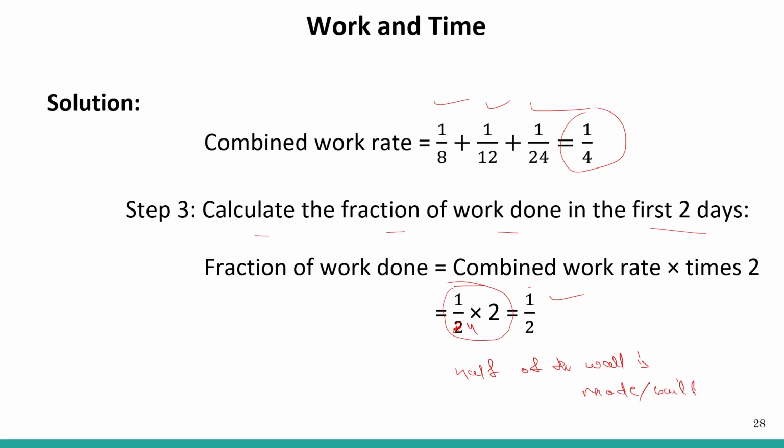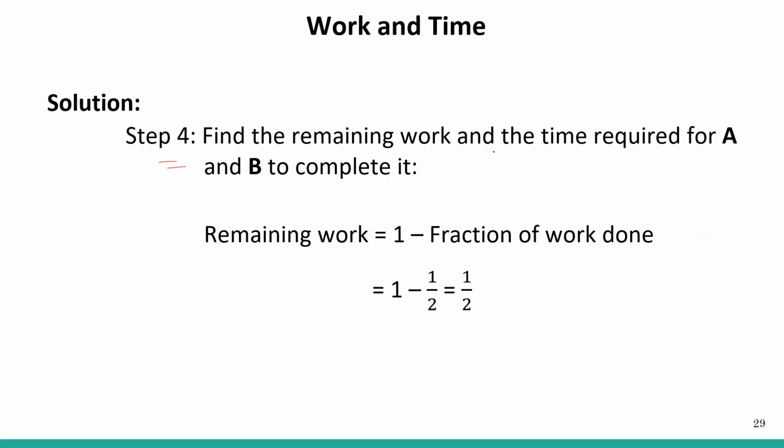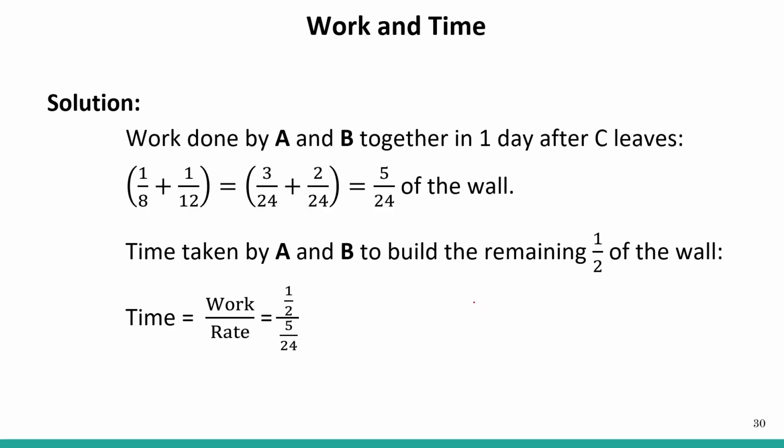is made or built. So step 4 is to find the remaining work and the time required for A and B to complete it. Remaining work is equal to 1 minus fraction of work done, which is 1 minus 1 by 2, equal to 1 by 2. Work done by A and B together in 1 day after C leaves: 1 by 8 plus 1 by 12 is equal to 3 by 24 plus 2 by 24, that is 5 by 24 of that wall.